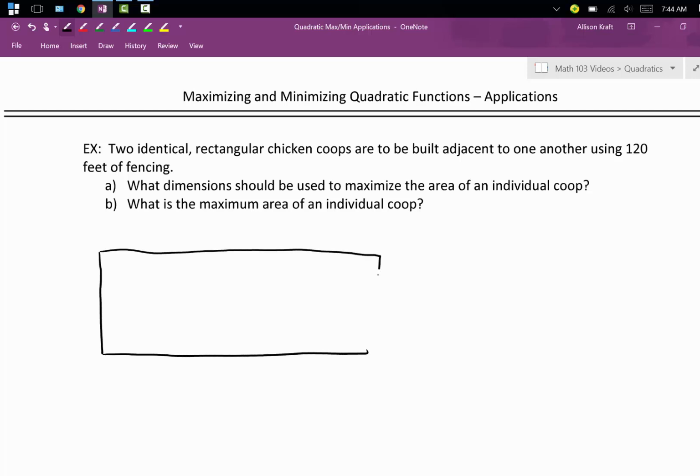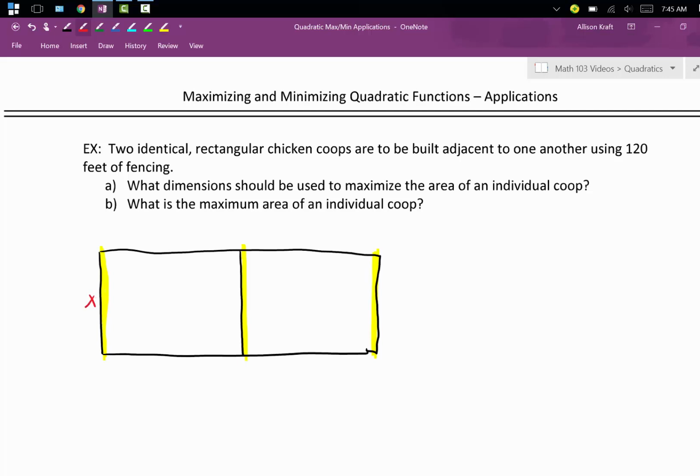So we have two identical rectangular chicken coops. The first thing I ask is, what do we know about these three sides, since we have two identical adjacent rectangles here? We don't know the measure of those sides, but we know that those three sides have to be identical.